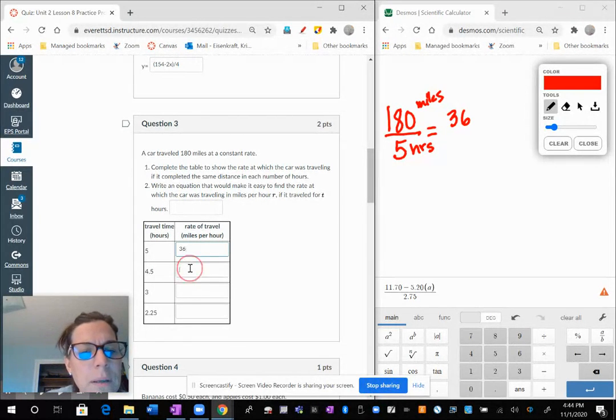The next one, well, what if this other car, a separate car, did the same thing, 180 miles, right? 180 miles. Come on, Mr. Penn, I believe in you. Let's go like this.